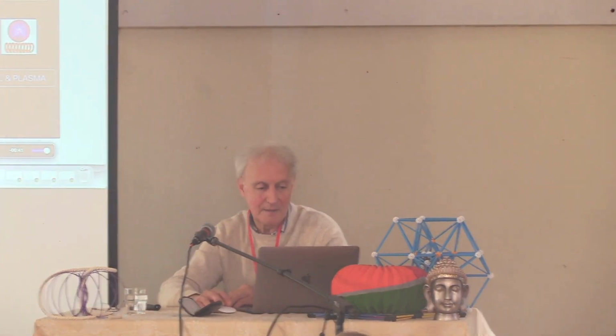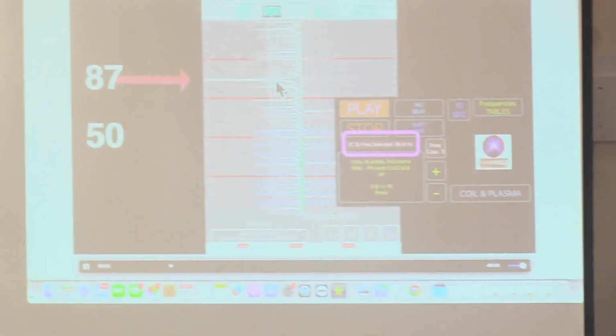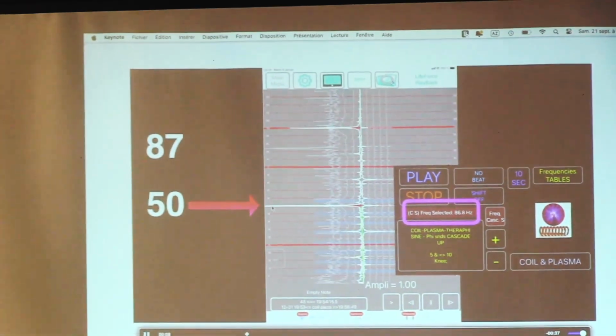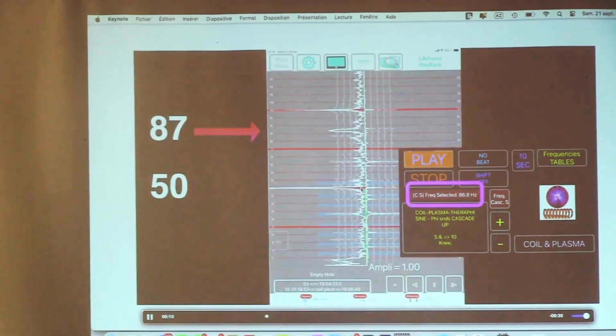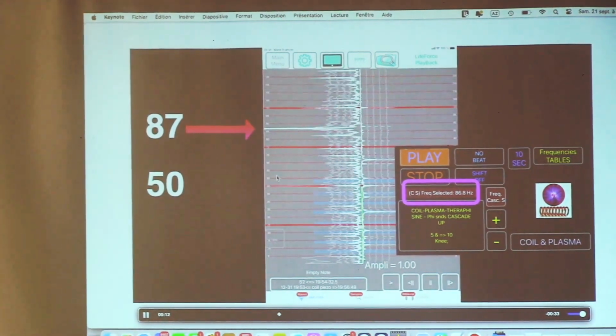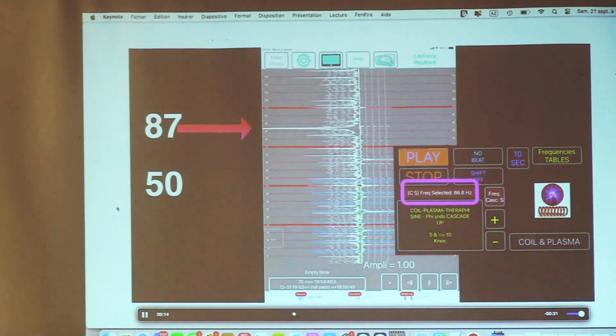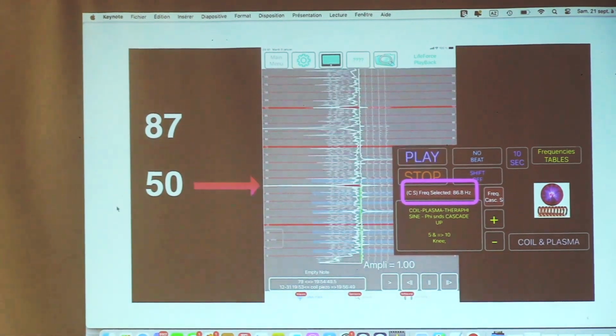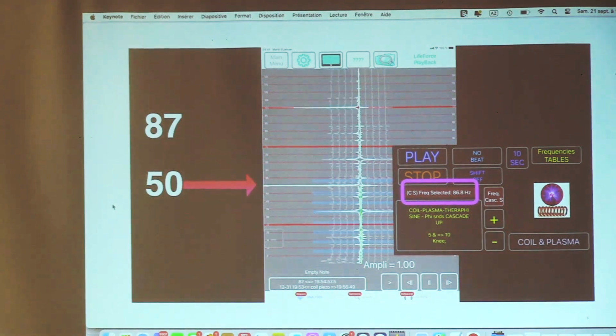It's completely crazy. You see that each time I press play, 87 is coming, I stop, 50 Hertz is coming back. Up again and again. So the 50 is the noise, and the 87 is the healing. So the healing implosion is repressing the noise.